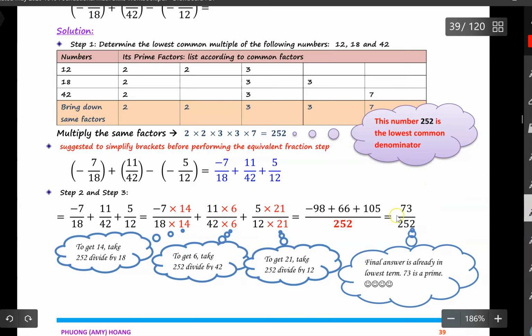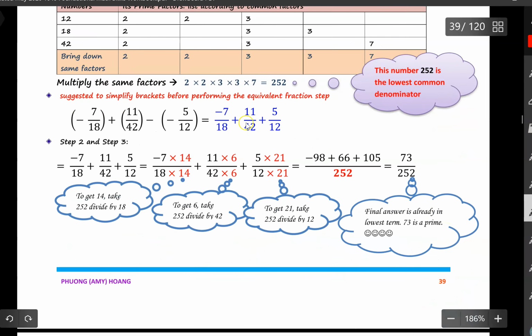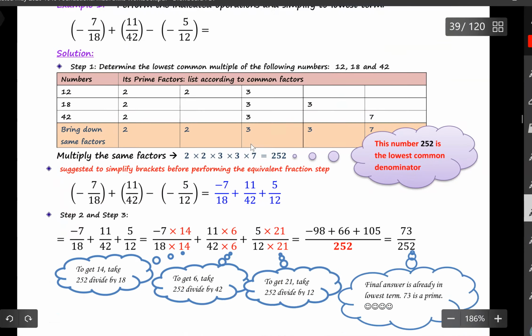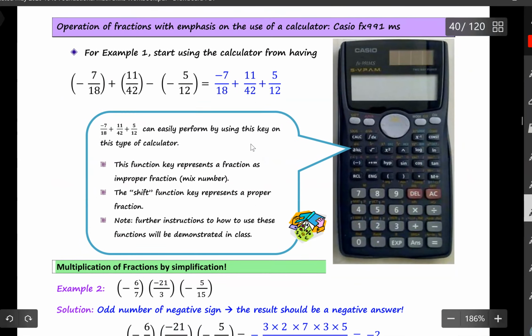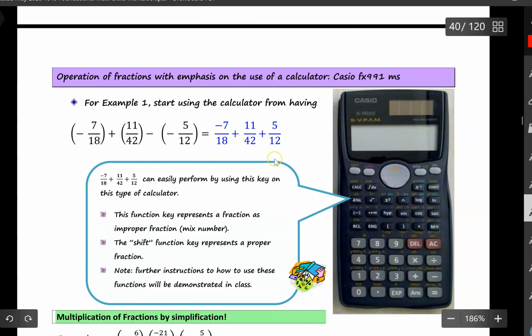Okay, and in this case, the final answer is already in lowest terms because I know 73 is a prime. And if we find the lowest common multiple, in most cases we end up with the final result in lowest terms. All right, so you see, it's quite tedious. However, with the calculators, it's just a few simple steps. So you know how to put in your brackets, you know how to key in all of this. So in the end, you should have the same answer as well.